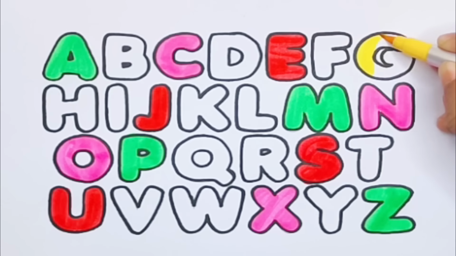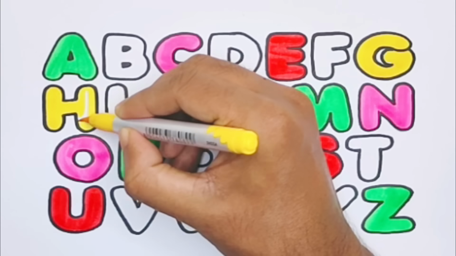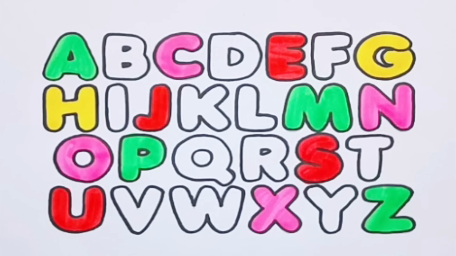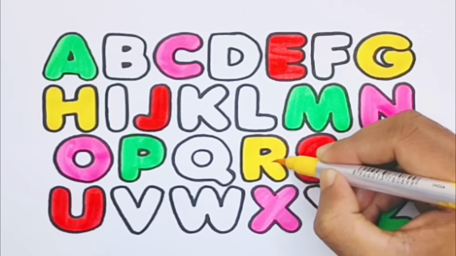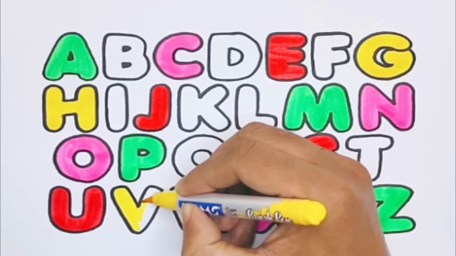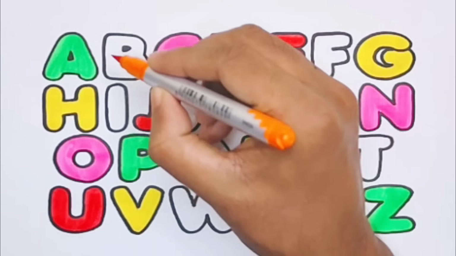Yellow color. G. G for grapes. S. S for hand. R. R for rainbow. V. V for vegetable.